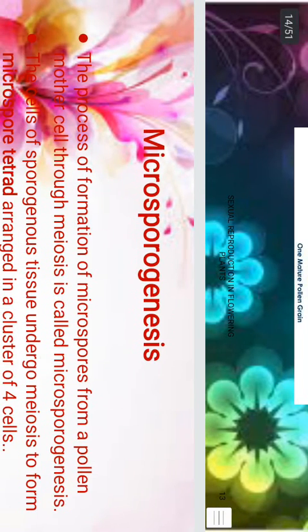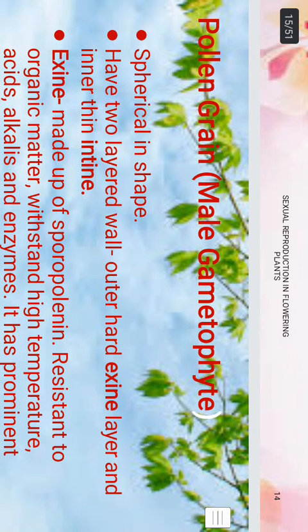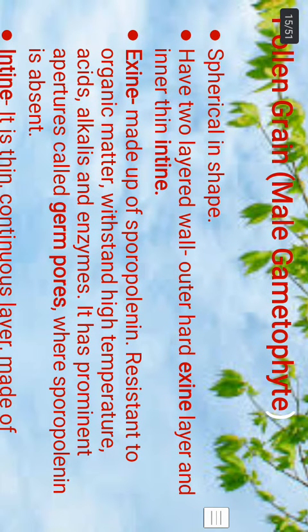So if you see the structure of a pollen grain, it is spherical in shape. It has 2 wall layers. Outer layer is called exine, inner layer is called intine. The exine layer is highly ornamented, whereas intine layer is not ornamented, it is thin in nature.